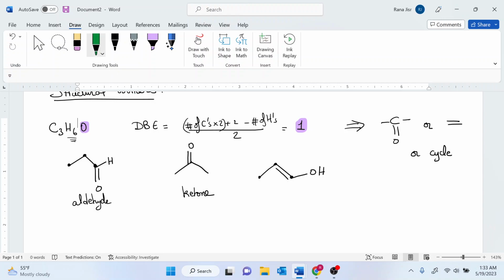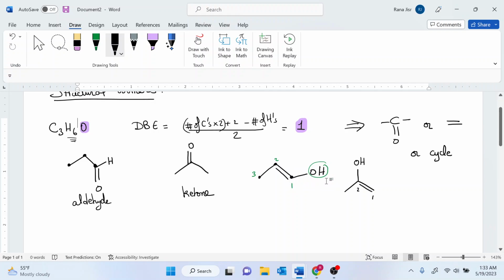I can have my double bond on carbon number 1. This is 2, this is 3. So I can have the OH on carbon number 1. I can change the connectivity of the OH, keep the double bond still on carbon number 1, but I can have the OH on carbon number 2. So this is 1 and this is 2 in there. You can easily see the difference between those two.